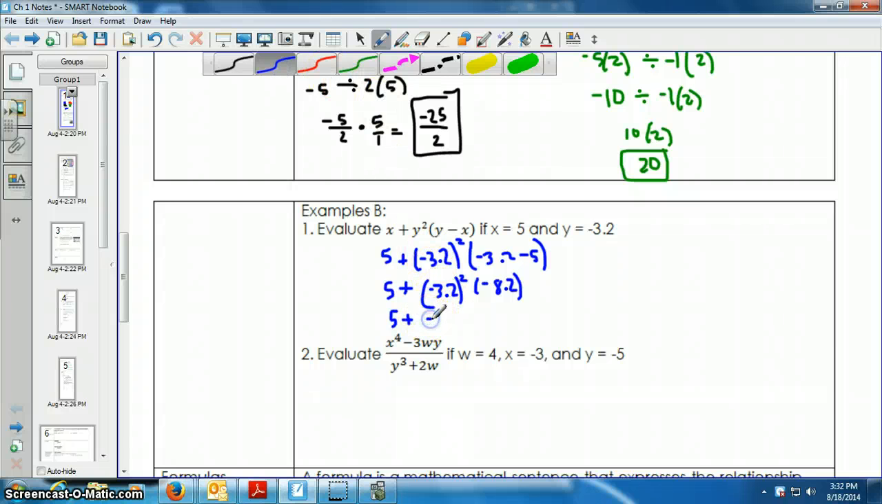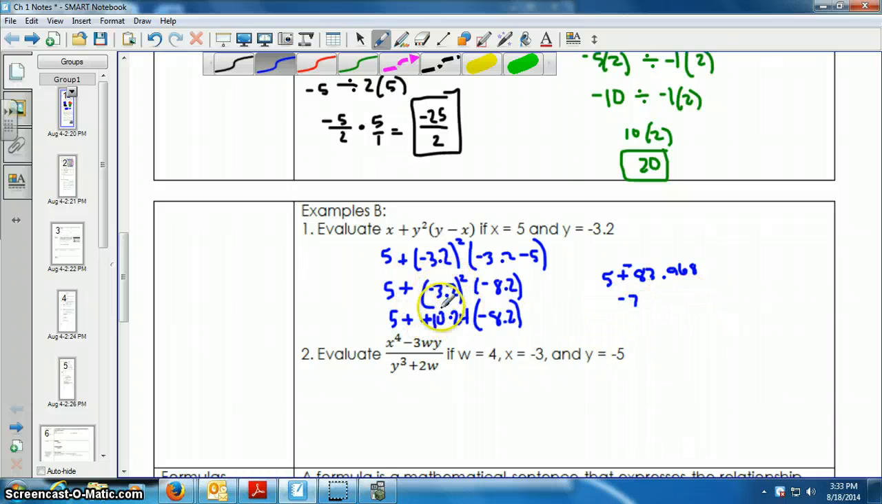So our answer was -10.24 times -8.2. Since there's multiplication here, we're going to do that before we do that addition. So I'm just going to move it over off to the side here. So it's 5 plus, and when we multiply these two things together, we'd get 83.968. And then finally addition to get -70. Oops, that was a negative. Negative, it's a positive. There we go.